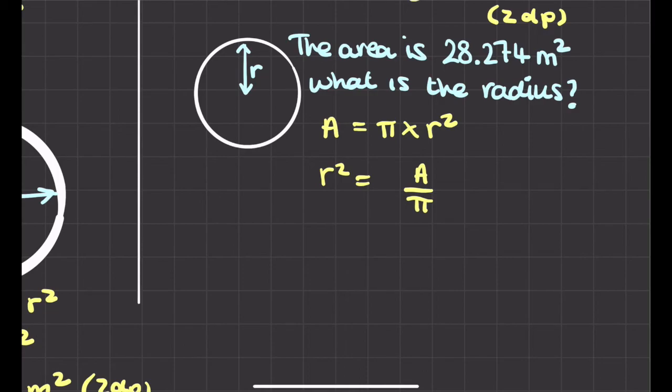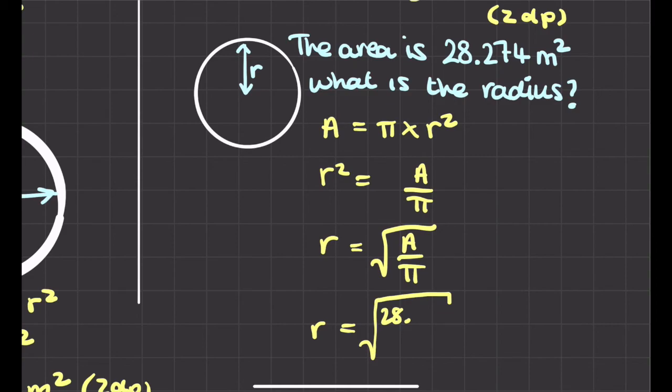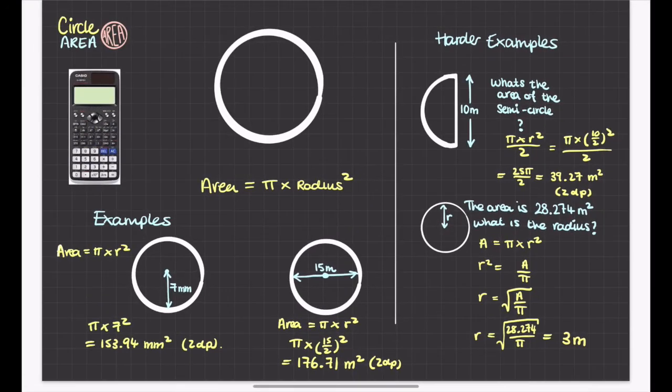Right, I don't want the radius squared though, I want the radius. So what's the opposite of squaring something? It's square rooting. So the radius is the area divided by pi, all square rooted. So for my radius for this shape, I'm going to do the square root of 28.274 divided by pi, and that gives me an answer of 3 meters if I round it to the nearest whole number. Okay, that's a quick look at the area of a circle.